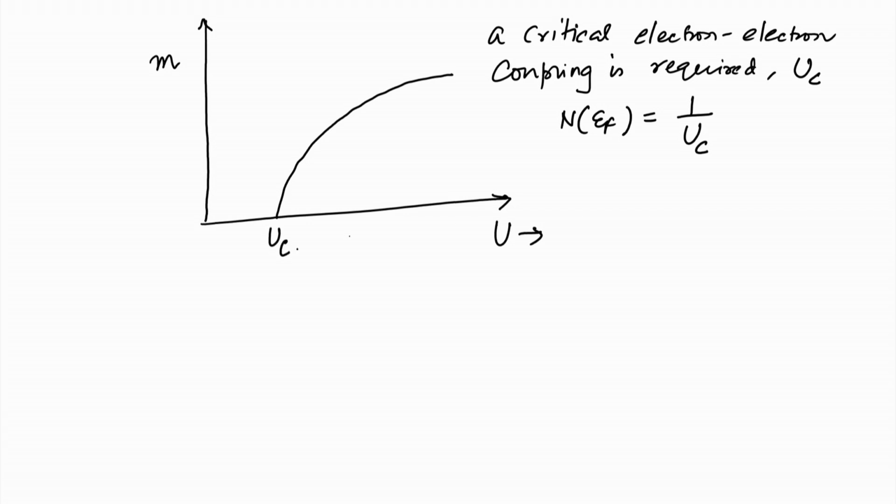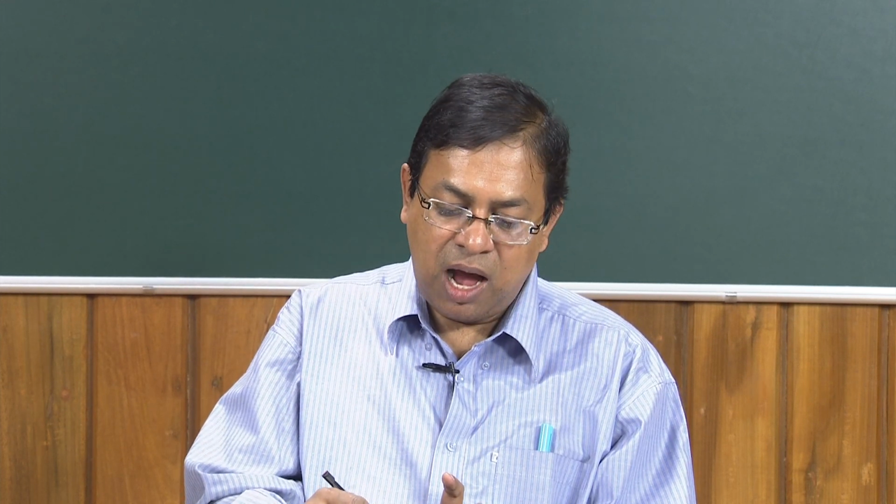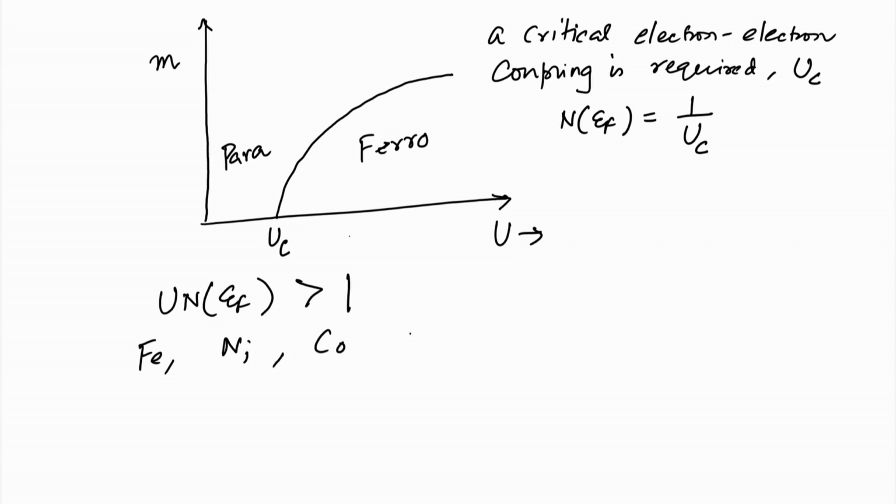So, you have U equal to Uc here. Below that there is a paramagnet, and above that it is a ferromagnet, and this is the Stoner criterion. So, in order for ferromagnetism to happen, U times N epsilon F has to be greater than 1, and this is a very stringent condition, that is, the electron-electron interaction multiplied by the density of states at the Fermi level will have to exceed unity, that is, the value has to be more than 1 in order to have ferromagnetism. It is quite a stringent criterion, and iron, nickel and cobalt satisfy this criterion well. So, this is called the Stoner criterion.